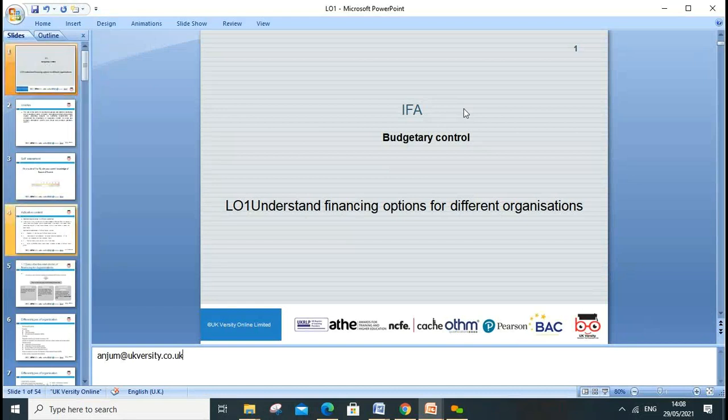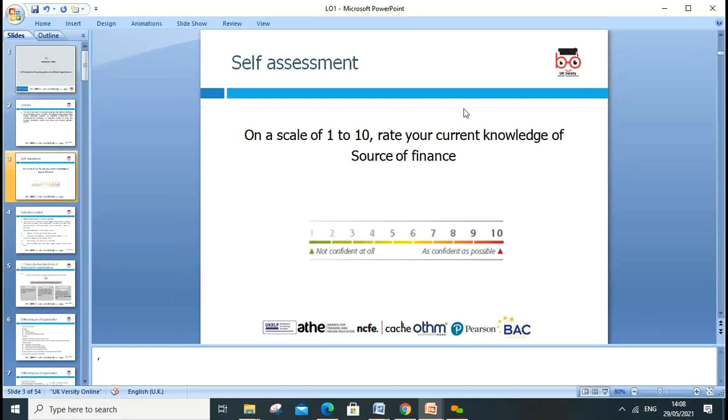Okay, so guys, let's move back to our lesson slides. It's always good, when we start, to reflect on what you know about the sources of finance. What are the major sources of finance? Just spend a few minutes and think about which source of finance is better in your situation, in your own organization.